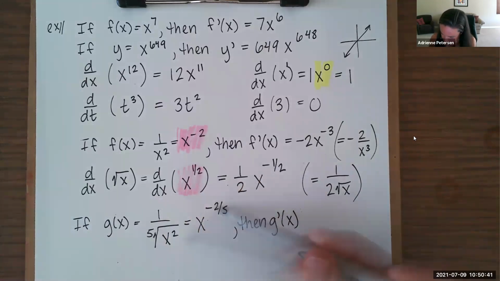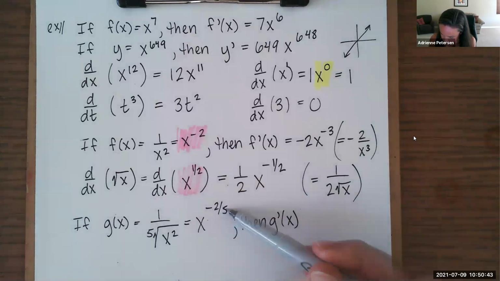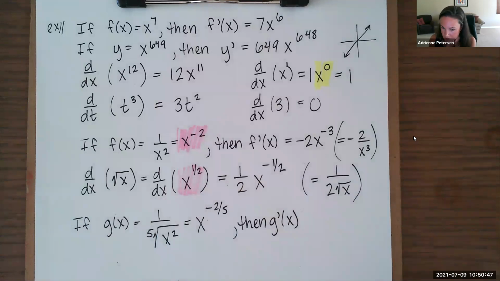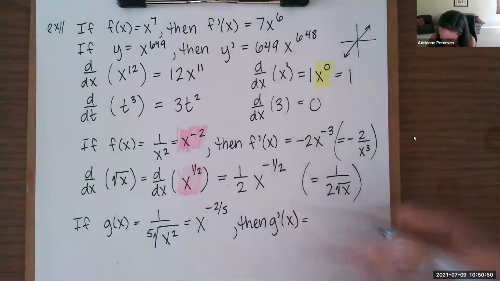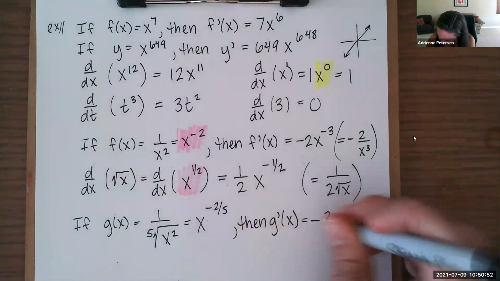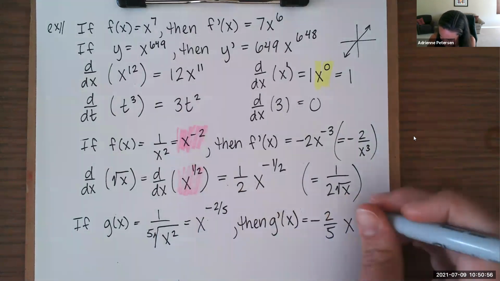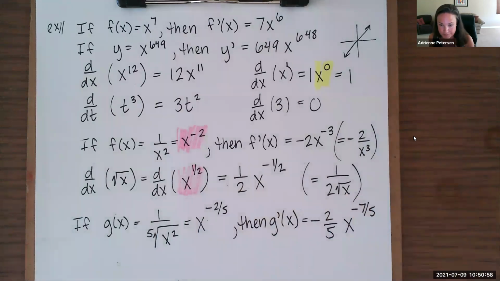Right, so this 2 comes from the square, this 1/5 comes from the 5th root, and then since it's in the denominator, negative. So we apply the power rule in exactly the same way. We bring our power down in front, and we decrease our power by 1. So negative 2/5 minus 1 is negative 7/5.